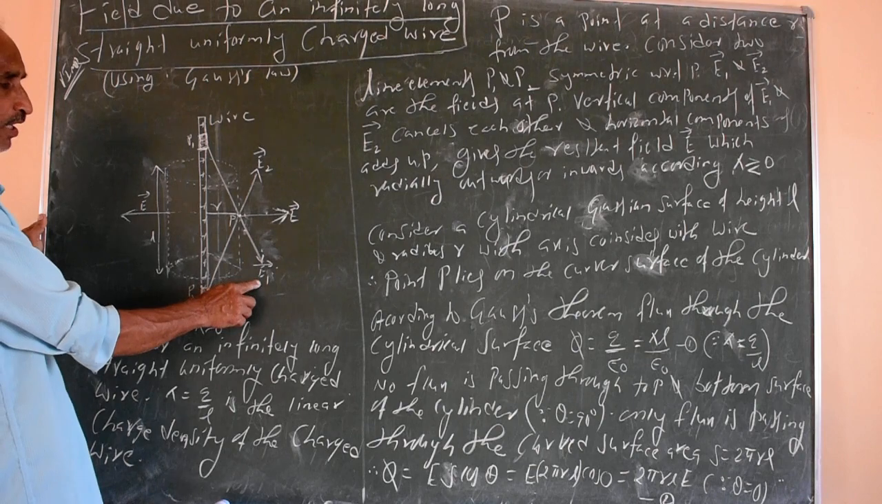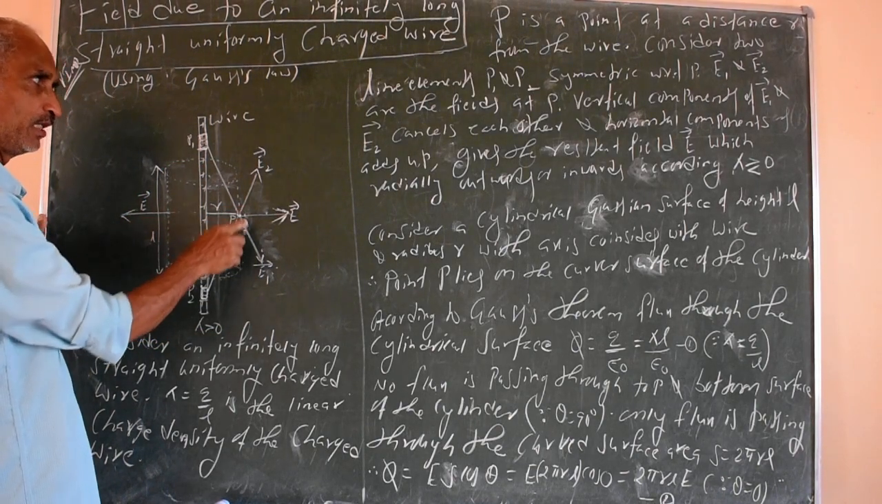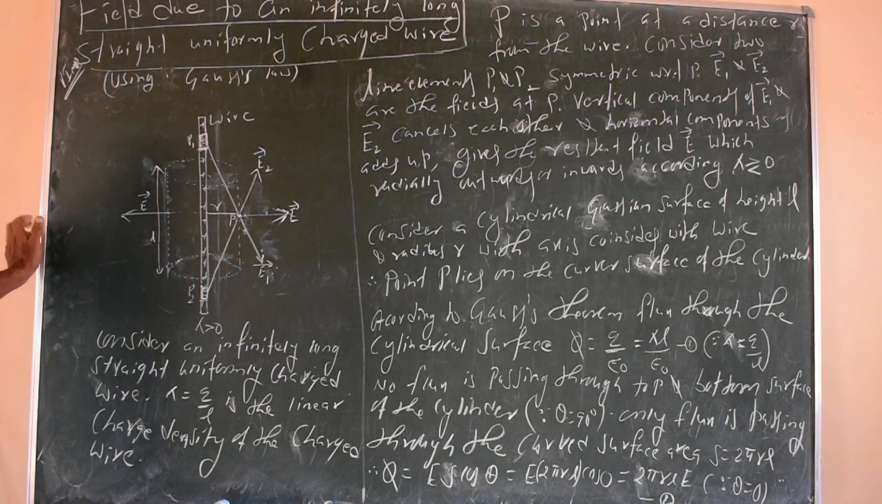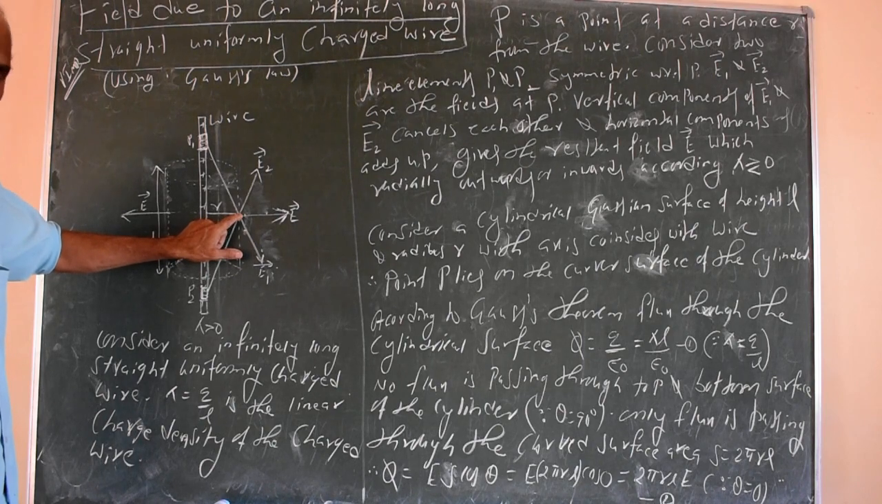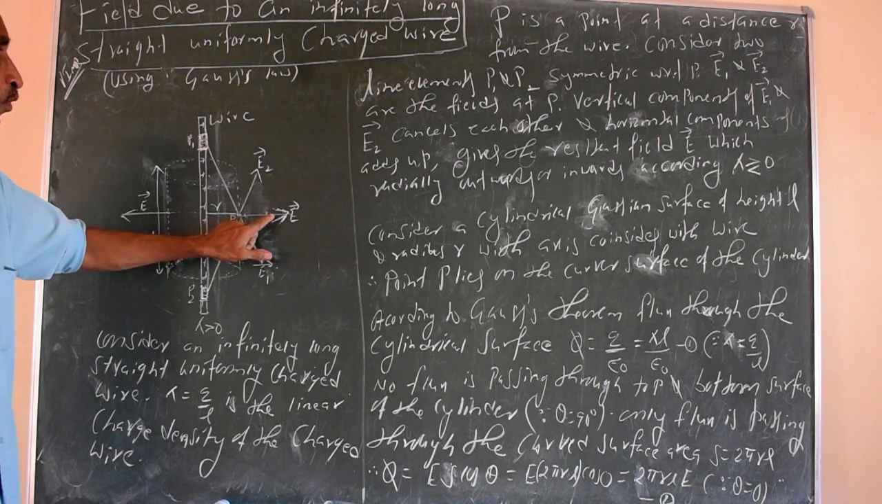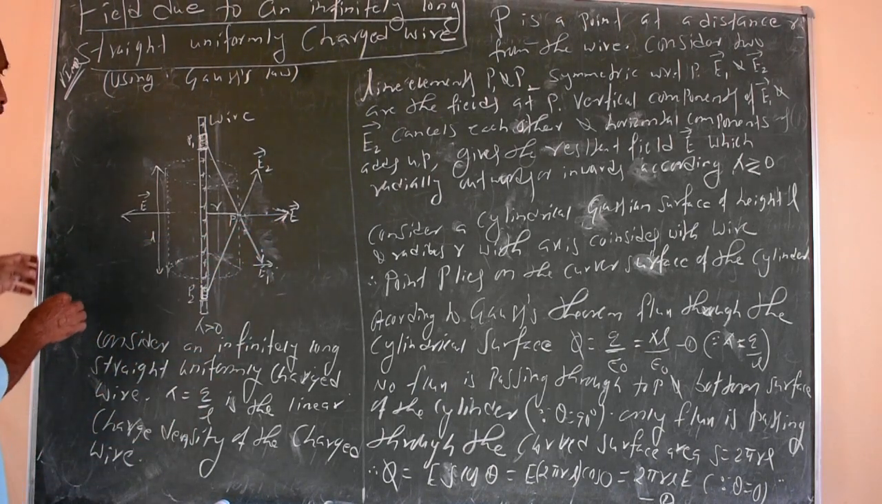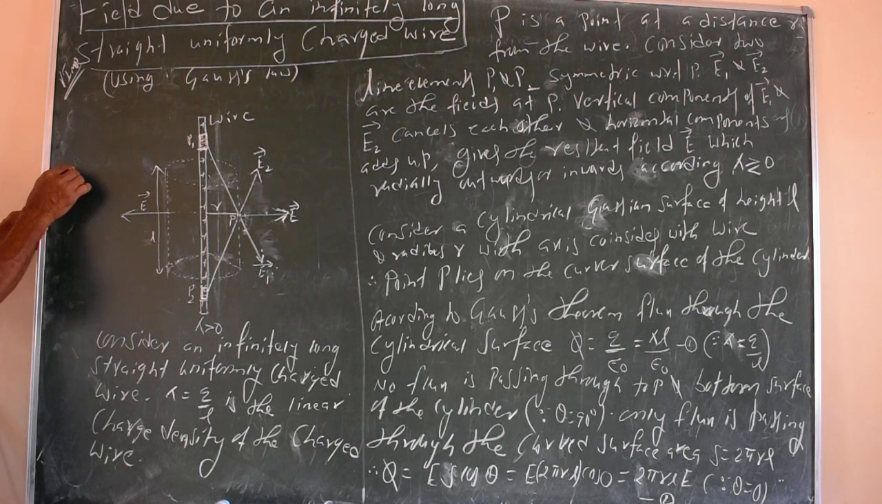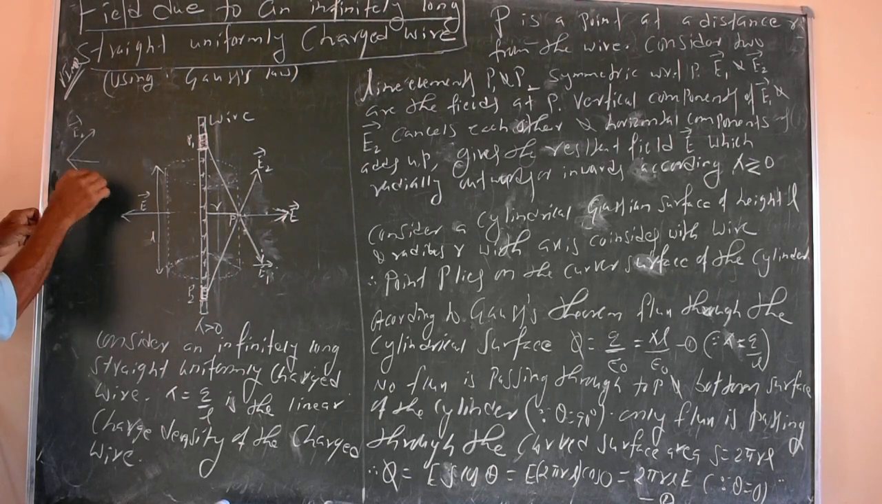E1 bar is the field due to the element P1 and E2 bar is the field due to the element P2. Actually, the two fields superpose here, combine here to generate a resultant field E bar. The vertical component, so already it is explained. Look here, the vertical, so it is E1 bar or E2 bar.